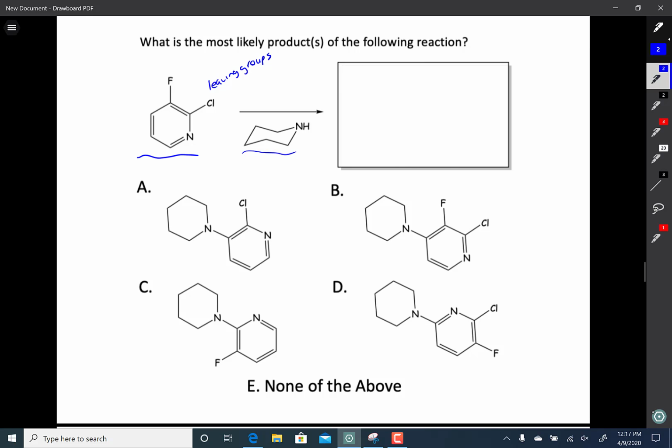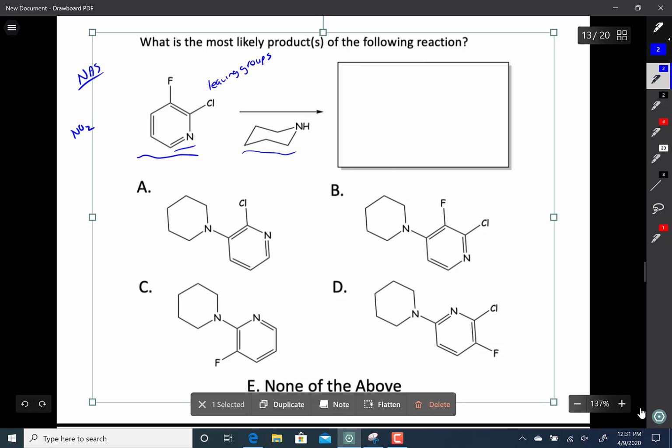So under basic conditions, you can replace a leaving group on an aromatic ring only if it is electron deficient enough. And that's by a process of nucleophilic aromatic substitution. Now, in order to do so, you need to have an electron deficient ring. So either you need to have a nitro group, ortho or para to a leaving group, or you need to have a pyridine type system where you have a double bond nitrogen within the ring. Those are electron deficient enough, and that's what we have here. So we can do a nucleophilic aromatic substitution.